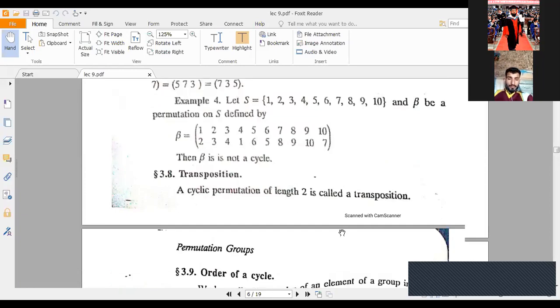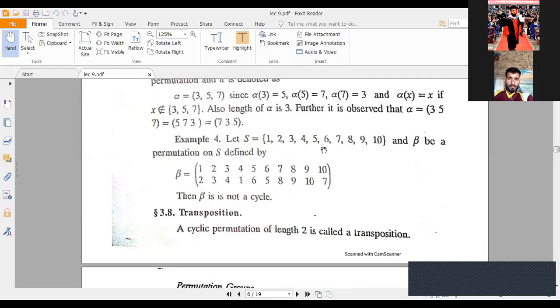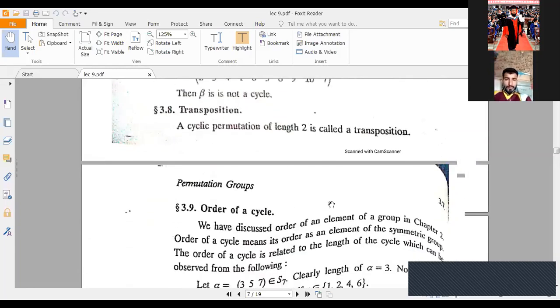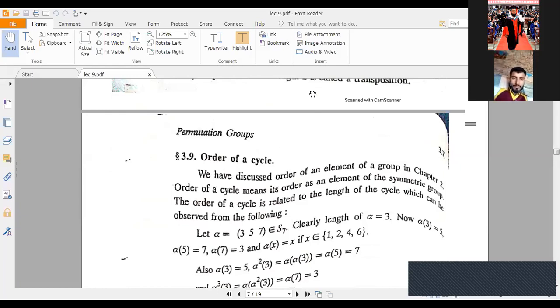A cyclic permutation of length 2 is called a transposition. Now here, what is the length of the cycle in the above example 3? It is 3. Now if any cycle has length 2, only 2 elements, such a cycle is called a transposition. Here is the order of the cycle. The order of the cycle is related to its length, which can be observed from the following.